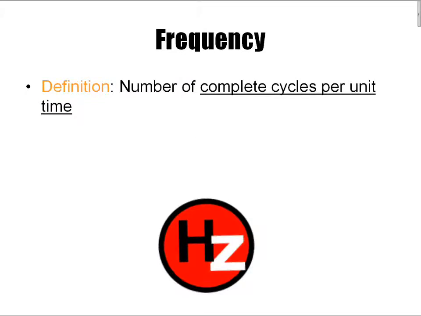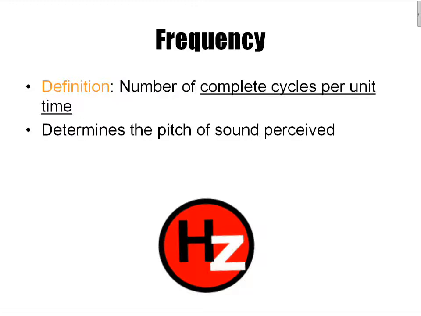Now up next we have frequency. The scientific definition of frequency is the number of complete wave cycles per unit time, and it determines our perception of the pitch of the sound produced.